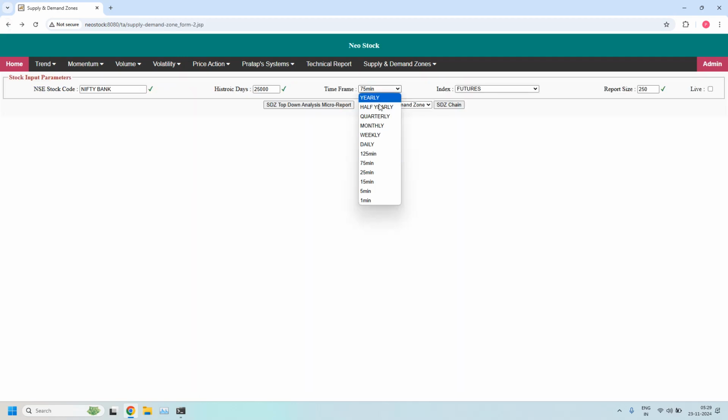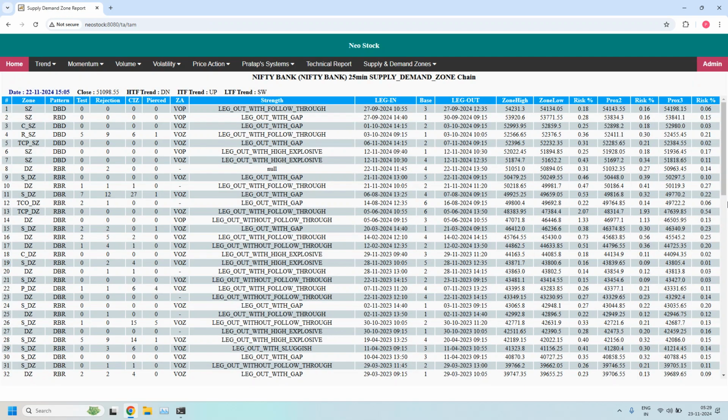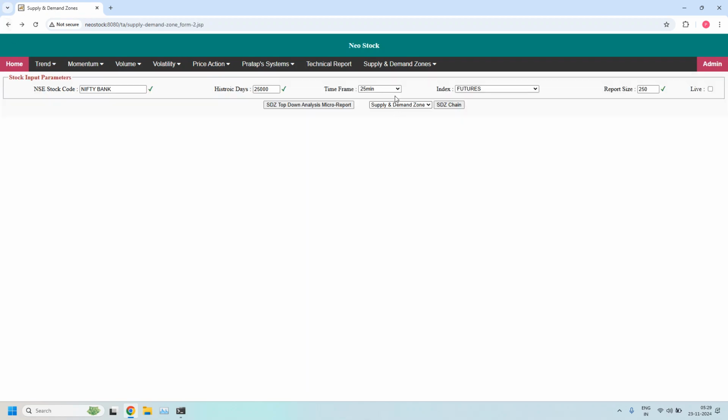Next time frame is 25 minutes, generating 25 minutes supply demand zone chain for Bank Nifty. Next time frame is 15 minutes, generating 15 minutes supply demand zone chain for Bank Nifty.